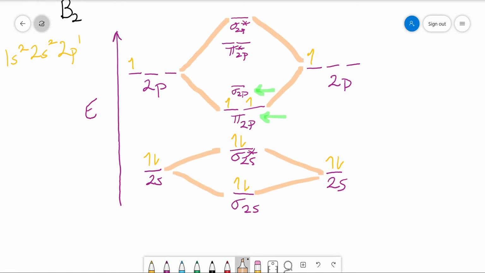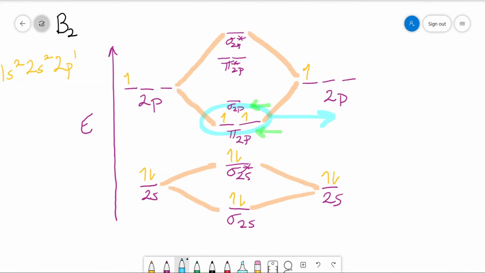Now, let me ask you something. Paramagnetic or diamagnetic? This is paramagnetic, because we have unpaired electrons.